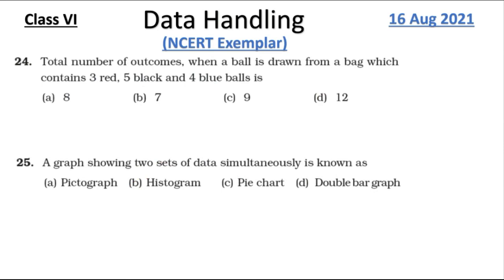Question number 24. The total number of outcomes when a ball is drawn from a bag which contains 3 red, 5 black, and 4 blue balls is. Count the number of balls. Here the number of balls is 3 plus 5 plus 4, which is 12. So 12 is the right answer. A graph showing 2 sets of data simultaneously is known as a double bar graph.